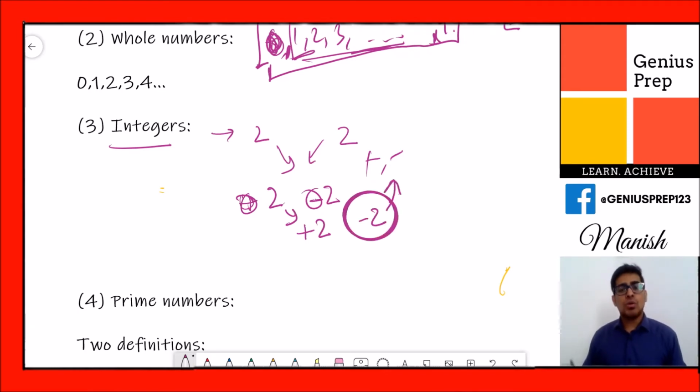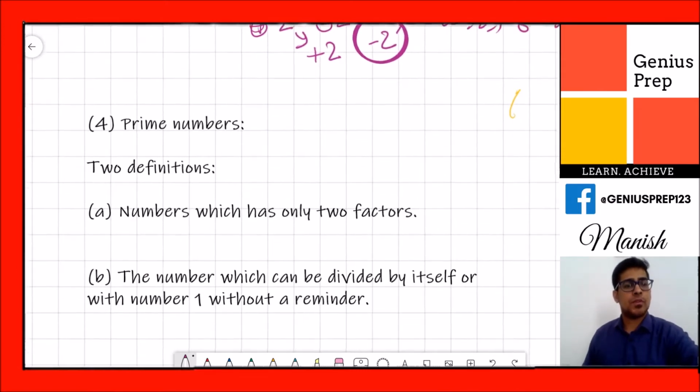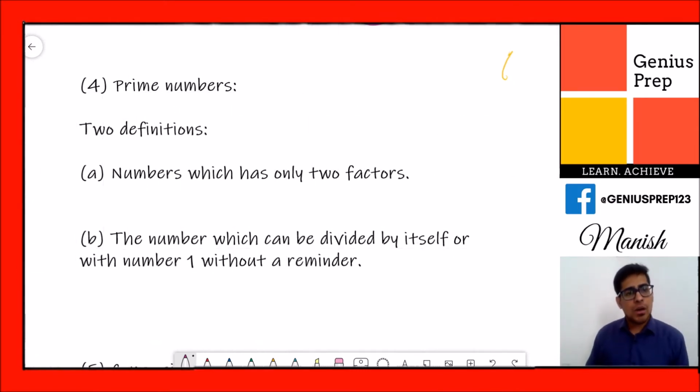So if we draw the number line from -infinity to +infinity, 0 1 2 3, and -1 -2, all the numbers from +infinity to -infinity are called integers. All the numbers, whether negative or positive, are called integers because we are using symbols in the numbers. Okay, now the next question comes.